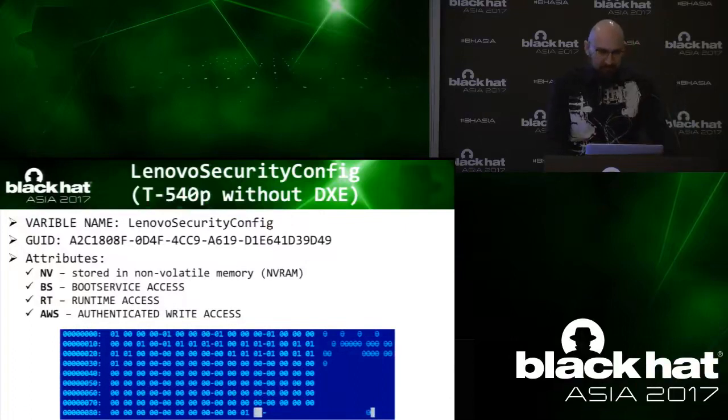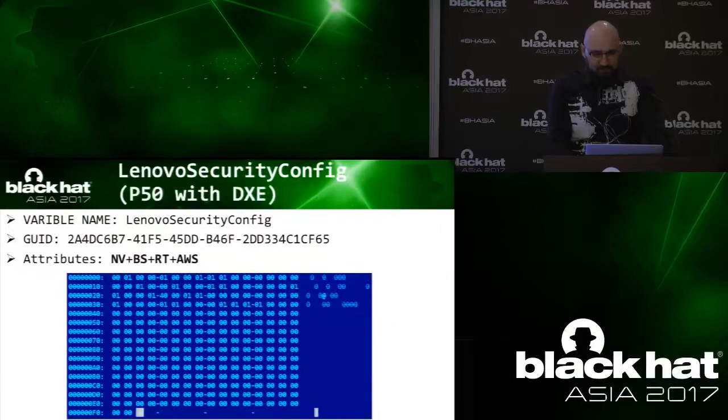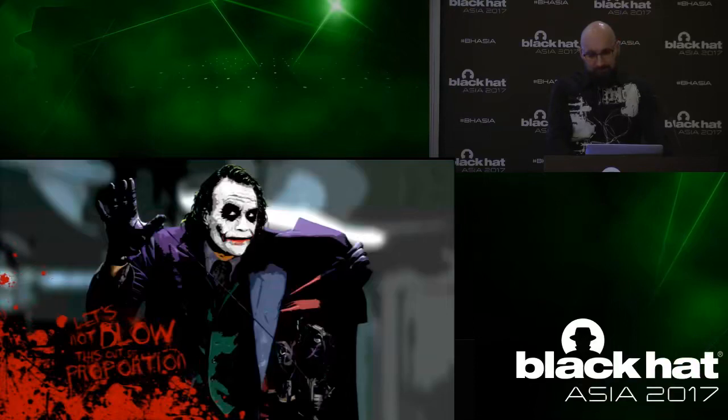This is the Lenovo security config from the T540p, where the driver does not exist, and you can see it has pretty different options. And here is the one from the Lenovo P50, where the bitmap is bigger, and all the writes and reads go only through the driver.